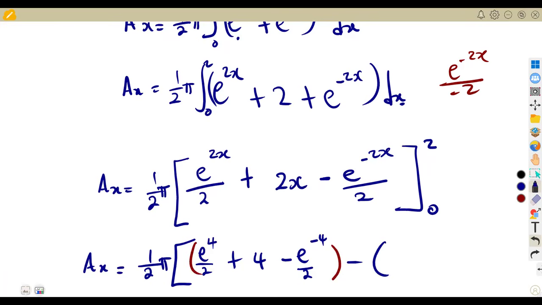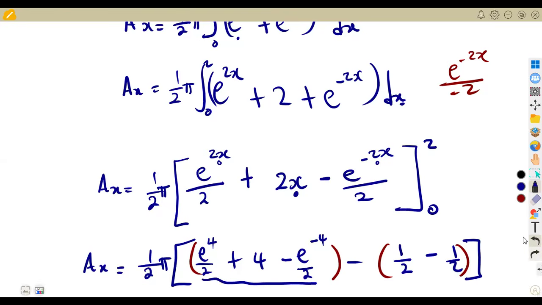Minus the lower limit, when this is a 0 here. If you substitute a 0 here, that will be 1. So it's going to be 1 over 2. Substitute a 0, that's a 0 there. Minus, also this will be 1 over 2. So that's a 0 there. There's nothing that we are getting from this bracket. That's simply a 0 here. So if we take a closer look, this bracket is simply giving us a 0. So you have to simplify this, then we multiply by the 1 over 2 pi.